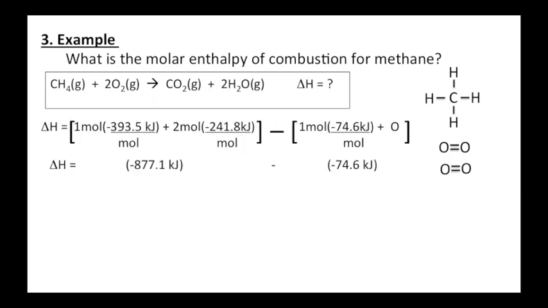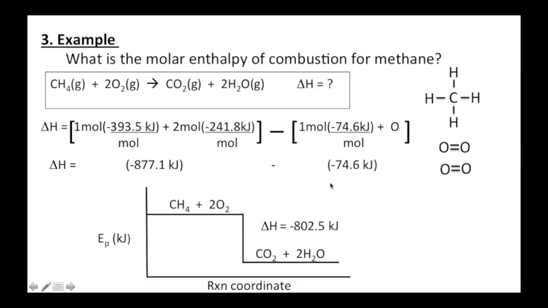Let's take a look. Oh, and we can put this on a potential energy diagram now. So this bracket's math came out to 877.1. This bracket's math came out to 74.6. So on a potential energy diagram, it would look like this. We're releasing 802.5 when this reaction happens.